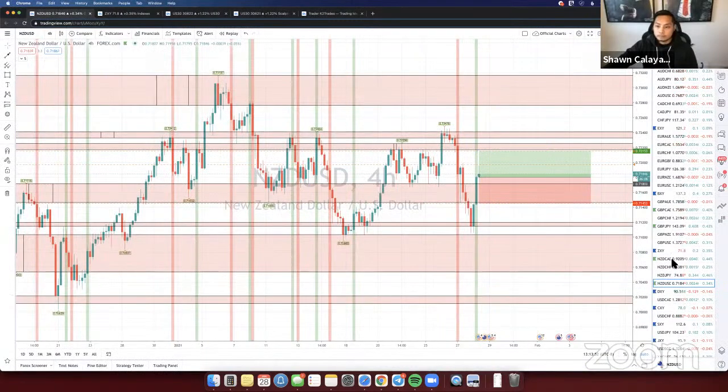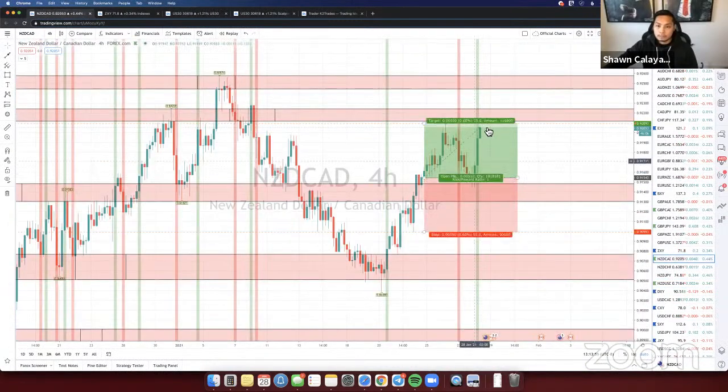NZD-USD hit TP right there. NZD CAD almost at full TP. Still waiting for ARC, guys.